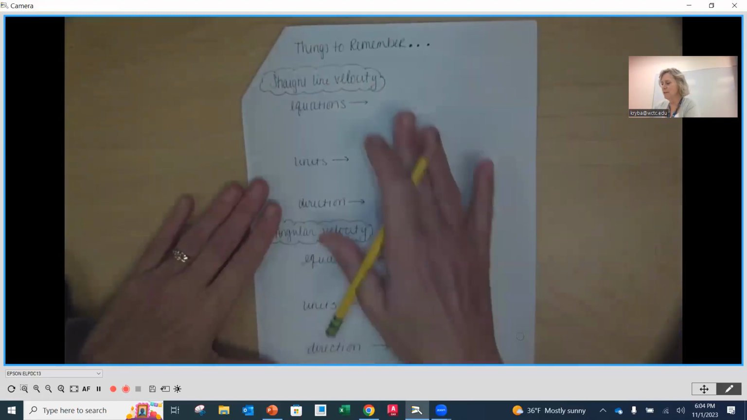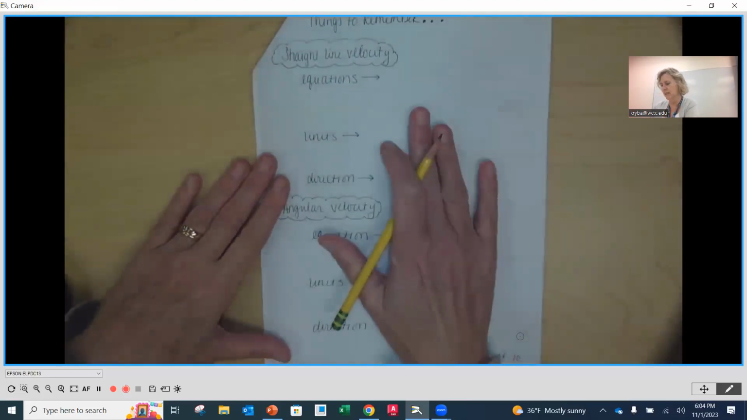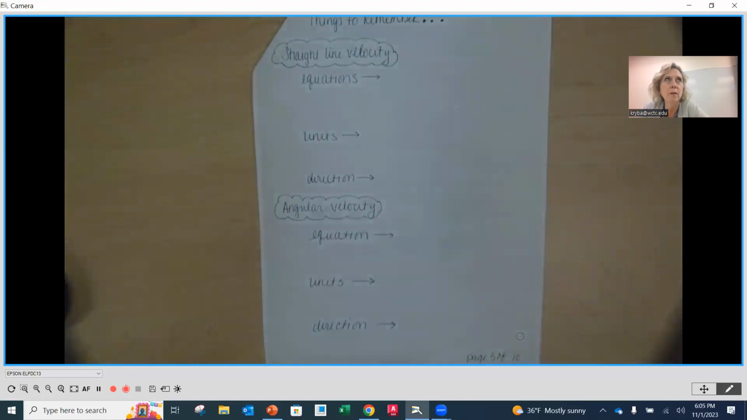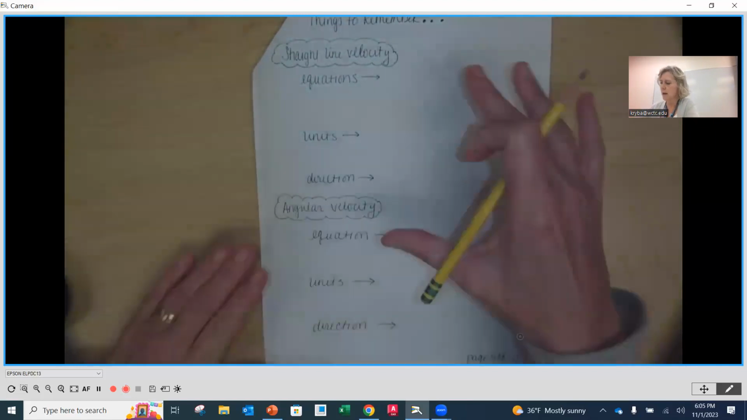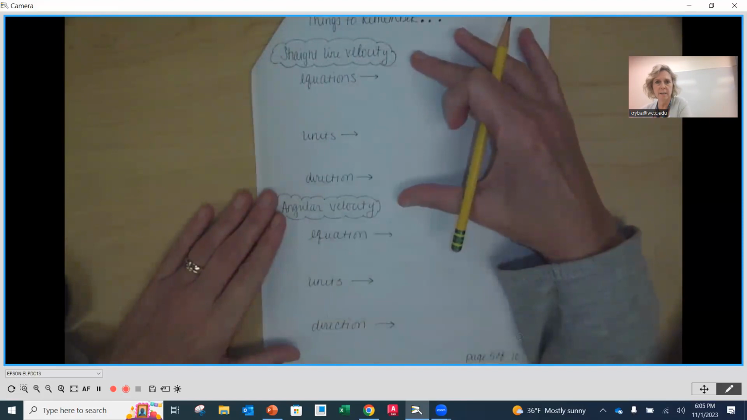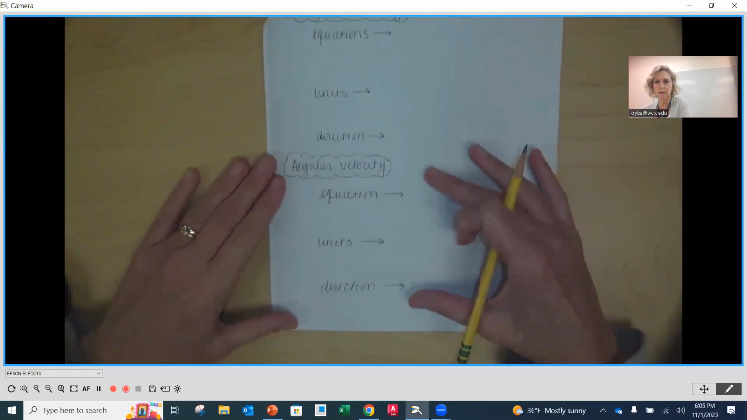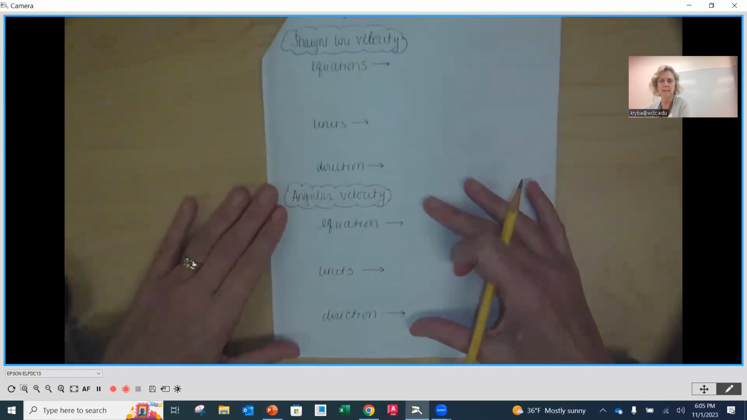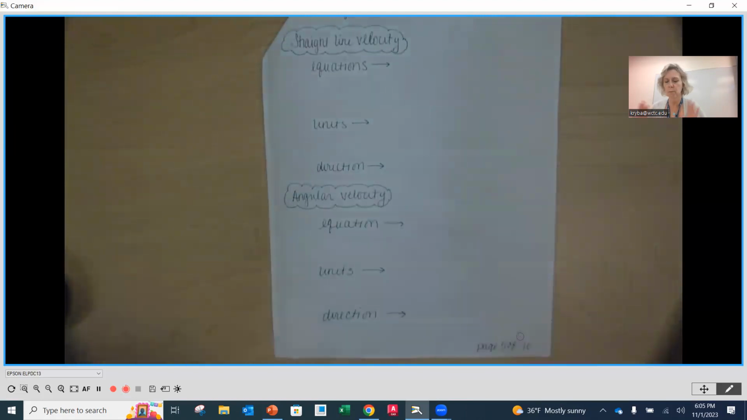Things to remember. I want you to fill this in with whatever you think you should put in there, okay? The top part relates to straight line velocity V. The bottom part relates to angular velocity. So just put what you think. No right or wrong answers at this point, and then we'll discuss it and make sure you have everything that you need.